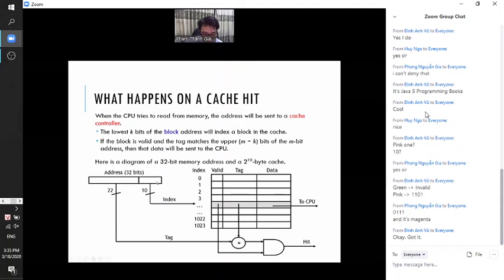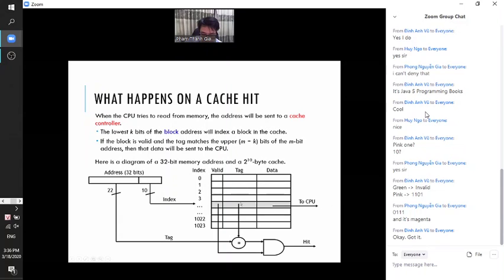When the address is sent to the cache controller, it will look at the 10 bits on the right to find the index and reach the tag value in that index. If the tag value equals the 22 bits on the left, and the valid bit is 1, then it is a hit. So it will send the data to the CPU.